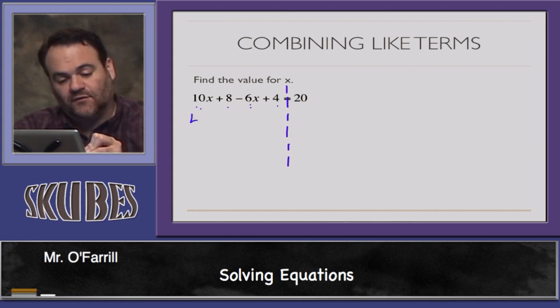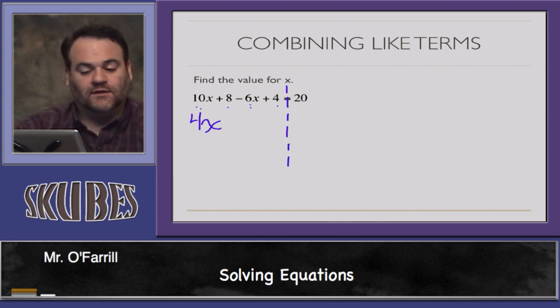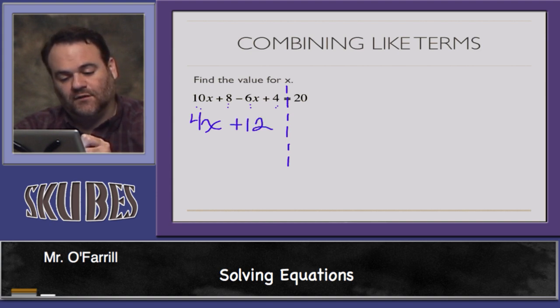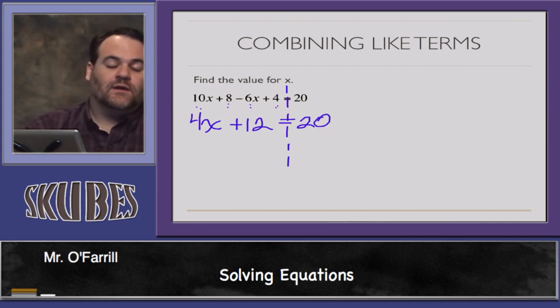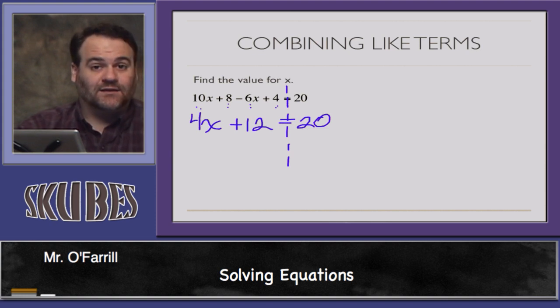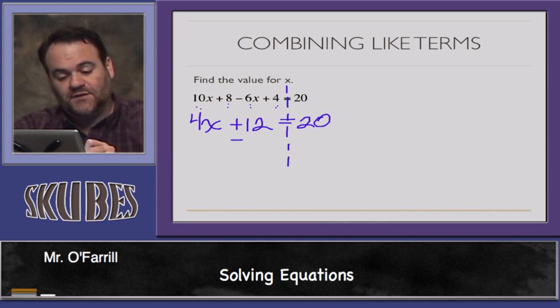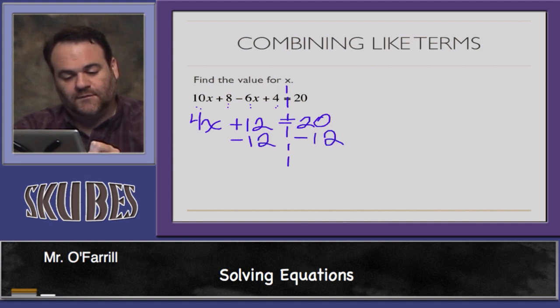10 minus 6 is 4, so we have 4x. And we have 8 plus 4, which is 12. And that equals 20. Now that all of the like terms have been combined, we can go ahead and begin isolating the single variable. Start by doing the opposite of plus 12, which is minus 12.